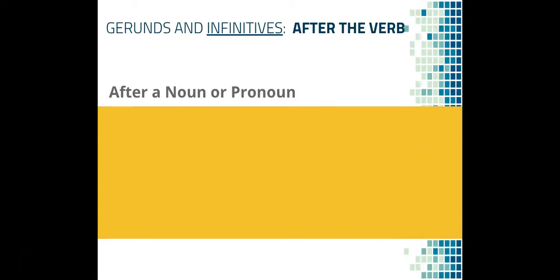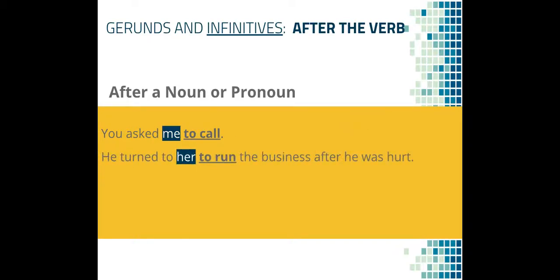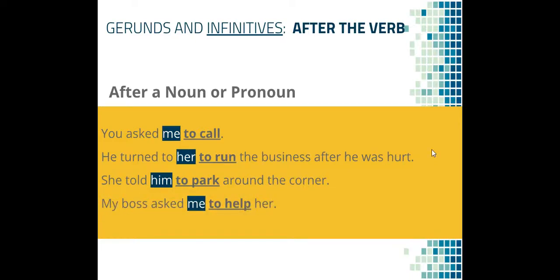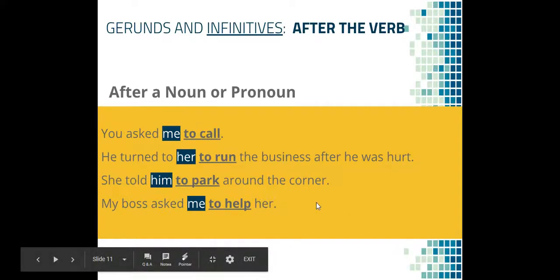We also use infinitives after nouns and pronouns. Sentences like, you asked me to call, not you asked me calling. He turned to her to run the business after he was hurt. She told him to park around the corner. And my boss asked me to help her. Right? So me, her, him, me. These can also be nouns. She told Mark to park around the corner.